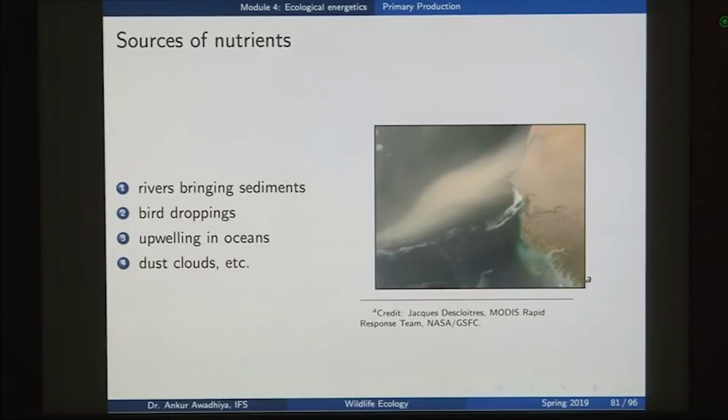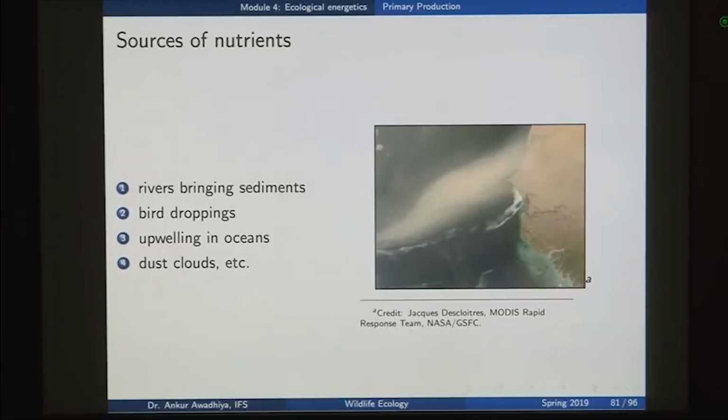The second source is bird droppings. Now, what happens is, in the case of birds, if you have birds that are feeding on fishes for instance, they ate fishes and the nutrients that were there in the fish are getting absorbed during the process of digestion, but not all the nutrients get absorbed. So, when that happens, some amount of nutrients are then released along with the fecal matter. So, that also becomes a source of nutrients.